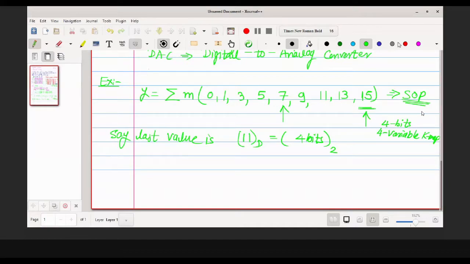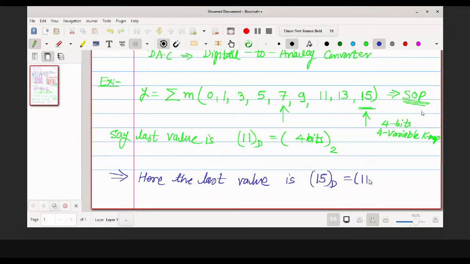So in this particular case, I'm using a different color now. Here the last value is 15 in decimal, which is nothing but 1111 in binary, and that implies we need to use a 4 variable K-map. This is the simplest procedure by which you can identify which type of K-map you are supposed to use, right?